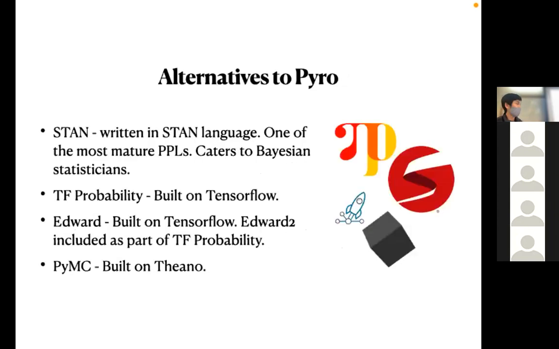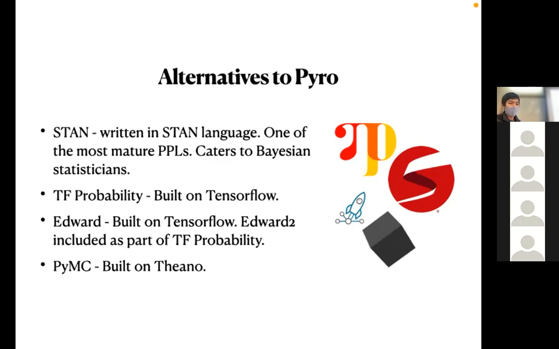And lastly, the alternatives to Pyro that exist out there. So the big one is Stan. This is probably one of the oldest probabilistic programming languages there are, and it caters more to statisticians. And it's in its own Stan language as well, but it does interface a lot with other languages like Python, Julia, R, in case you want to use it with other libraries.